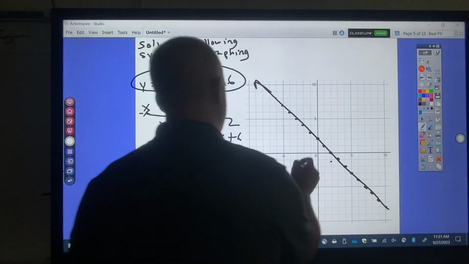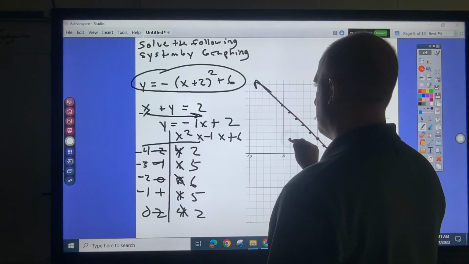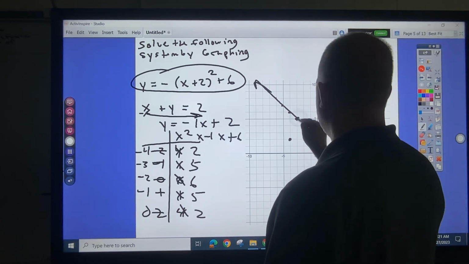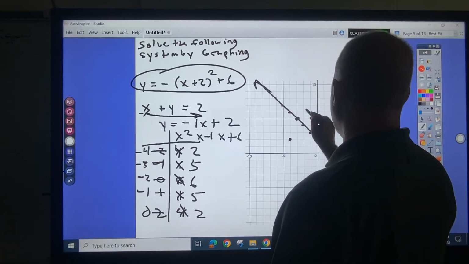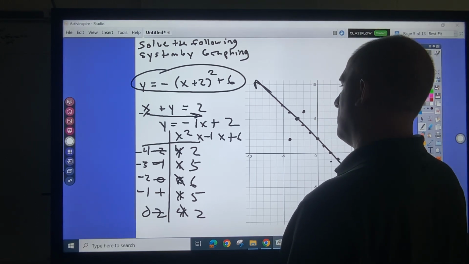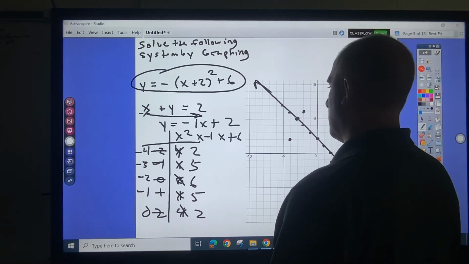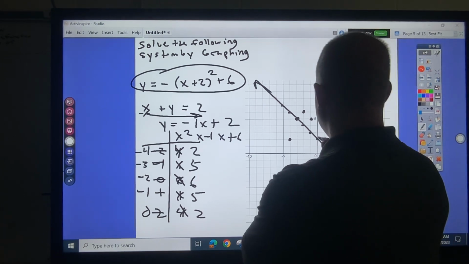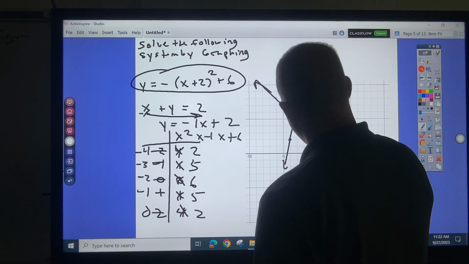Okay, so negative 4 over, 2 up. Negative 3 over, 5 up. Negative 2 over, 6 up. Negative 1 over, 5 up. 0 over, 2 up. So this is what your graph looks like.